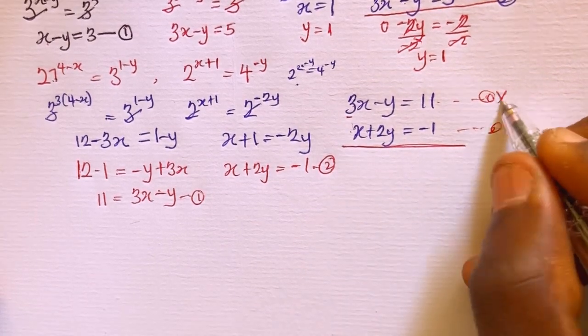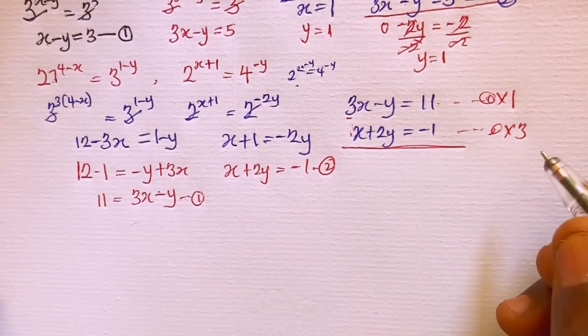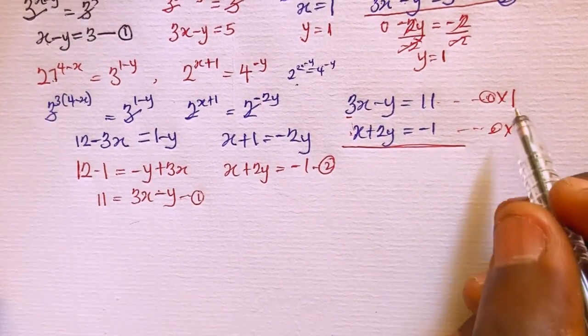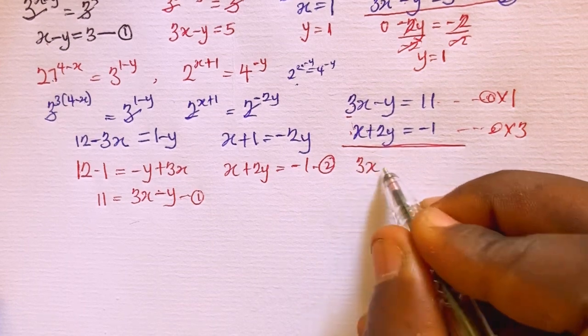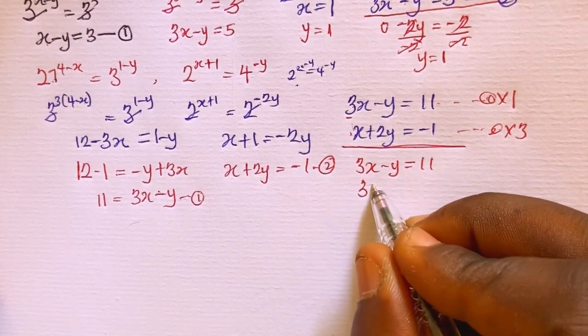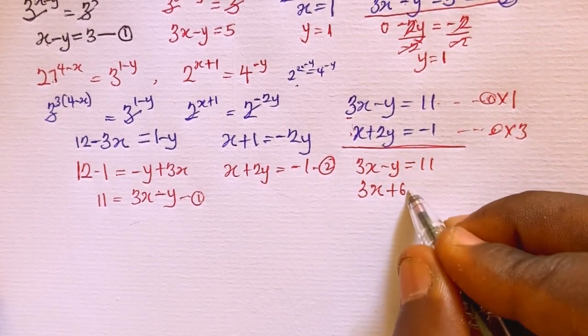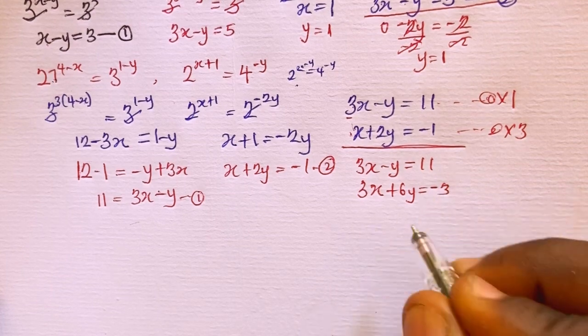Then I will multiply this by 1, and I will multiply this by 3. So here I'm going to have a new equation: 3x minus y equals 11. Then here I'm going to have 3x exactly, and 3 multiplied by this is plus 6y equals minus 3. Then I will go ahead and subtract.